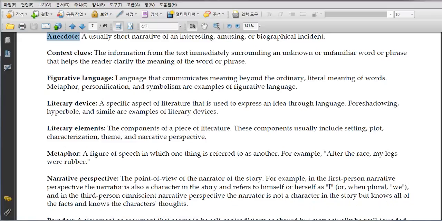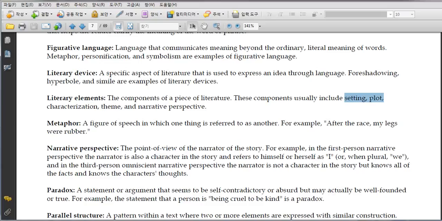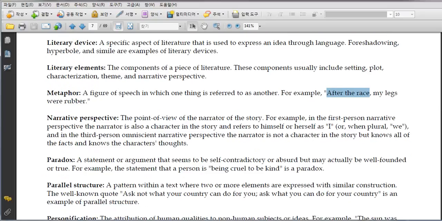And then there are literary elements like setting and plot. Metaphor, I just talked about metaphor, right? After the race, my legs were rubber. Or you could say the steak tastes like rubber.